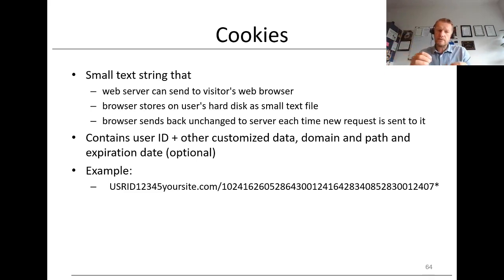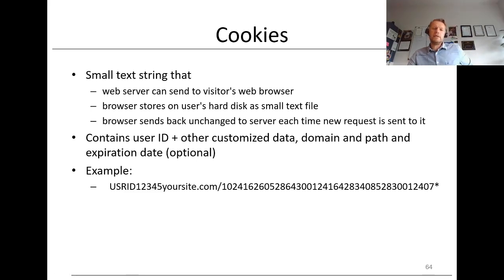So a cookie is a small text string that a web server can send to a visitor's web browser, which is stored in a small text file, and the browser will send it back unchanged to the server each time a new request is sent to it. So if I go to American Airlines, it puts a cookie on my laptop. Tomorrow I go back again, then American Airlines knows that this user with this identifier was on my website yesterday. So he or she is clearly interested in booking a flight.